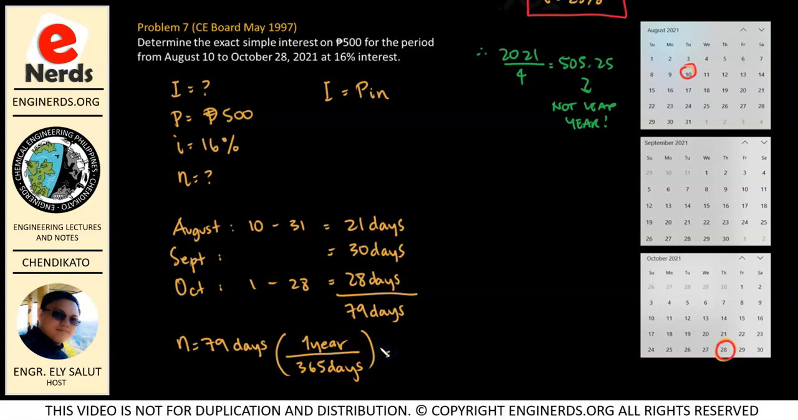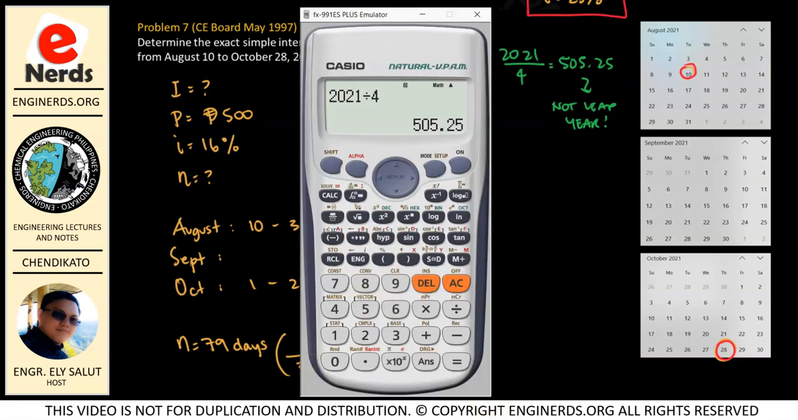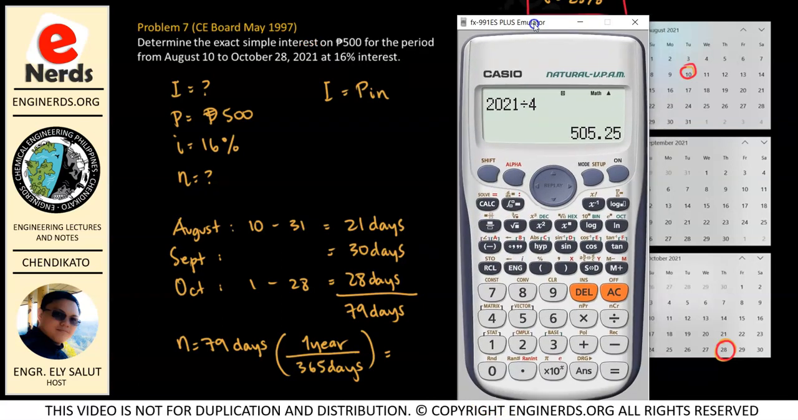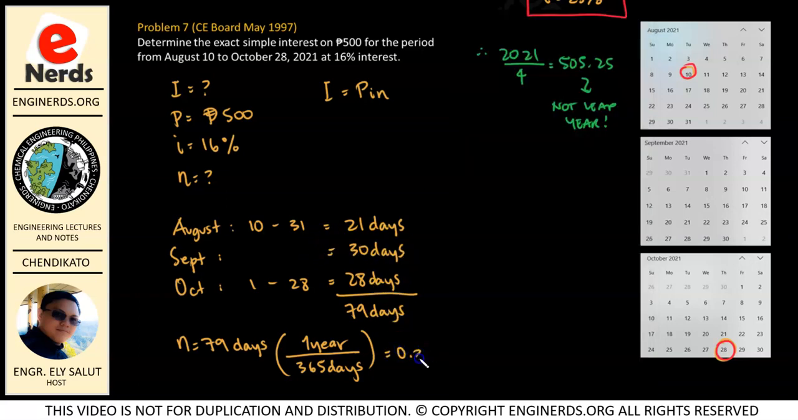So how many years is our N? We have 79 divided by 365, which is 0.2164 years. Okay, so we can now get I since all of our givens are available.